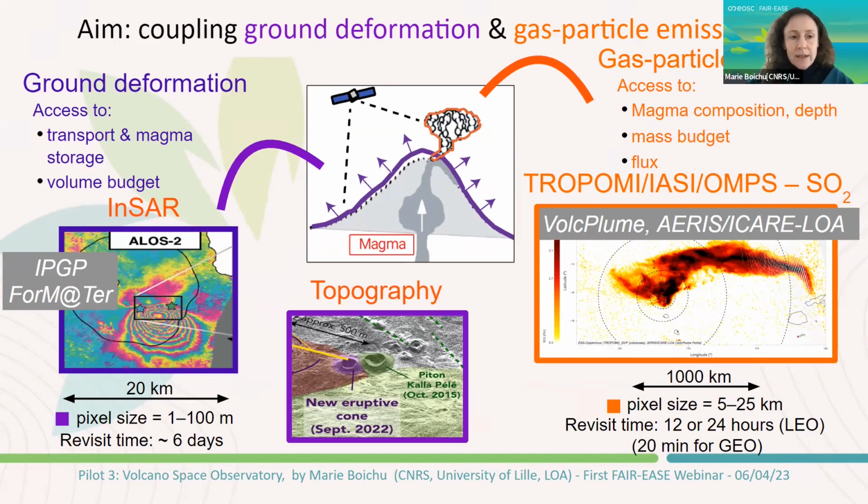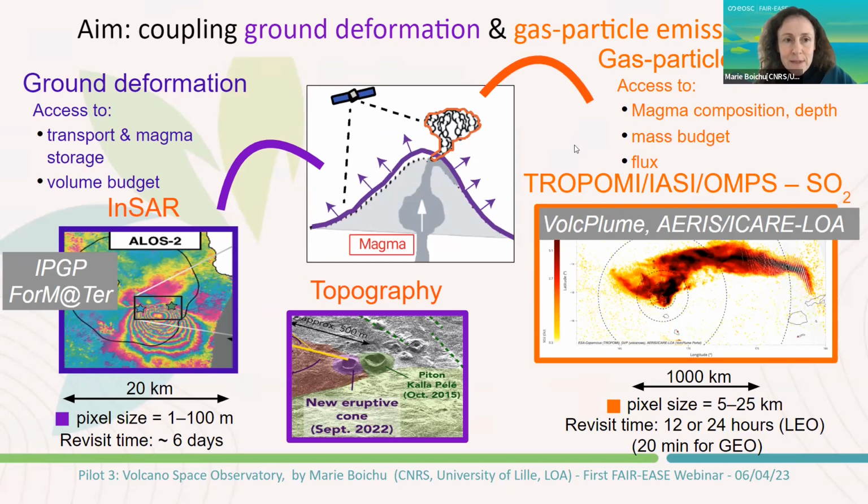And generally, we can have access with such data to processes such as magma transport and storage, and also the volume budgets. In a complementary manner, we also have information on gas and particles. So here you have an illustration, for example, of a TROPOMI observation, which informs on the abundance of sulfur dioxide gas in a volcanic plume. And by combining this information, we can really monitor the volcanic activity.